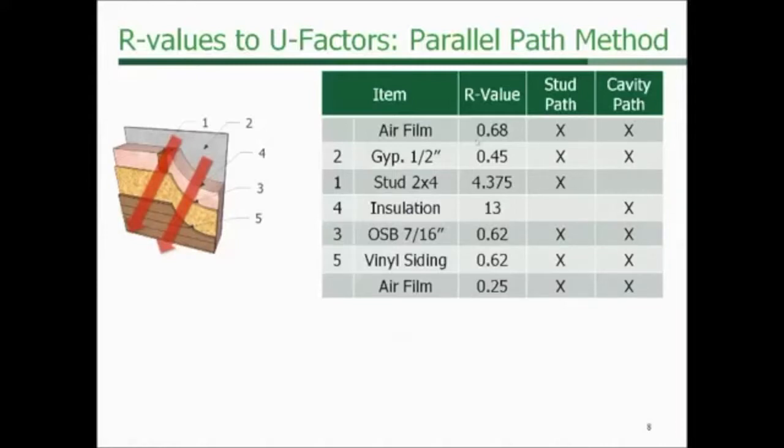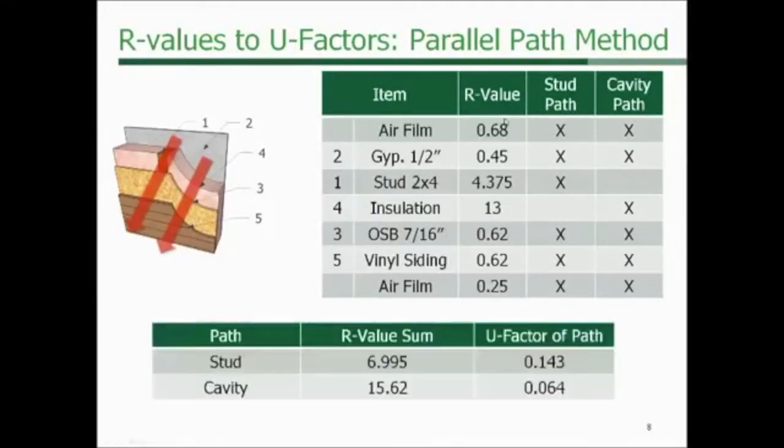And what you do is you say, okay, I sum the R values in each of those paths. So for the stud path, I sum up all the ones that the heat would have to go through. So it doesn't go through the insulation, but it does go through the stud, and its R value sum is just about R7. For the cavity, it doesn't go through the stud, but it does go through the insulation.